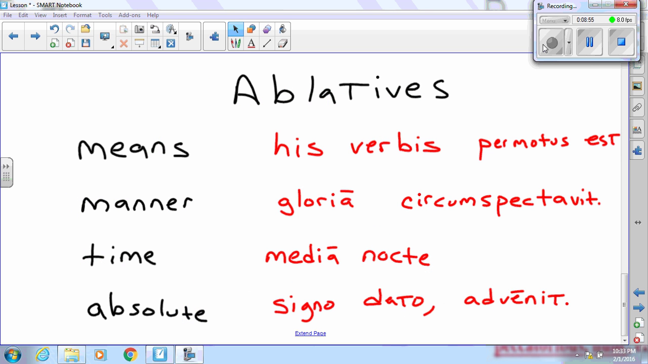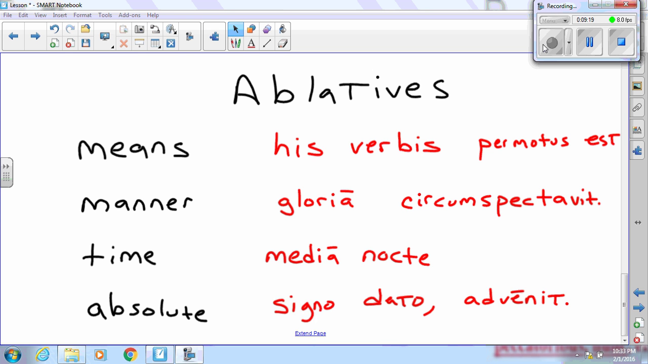Finally, I have here ablative uses. We have means, manner, time, and absolute. Those are the ones that we've really been focusing on. Ablative of means tells me with what something was accomplished. If, for example, in this sentence I have his verbis promotus est, he is moved by these words. So that's what is causing them to be moved. So that's why it's an ablative of means.